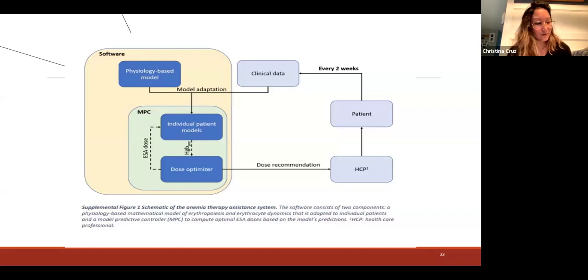That's really the part that I thought was cool. A model predictive control theory was used to compute optimal ESA doses by stimulating the avatar's hemoglobin and determining a single ESA dose recommendation. So like I said, there's a lot that goes into explaining this, but the fact that they created an avatar that was based off a real person's dose response relationship to erythropoietin was pretty cool.